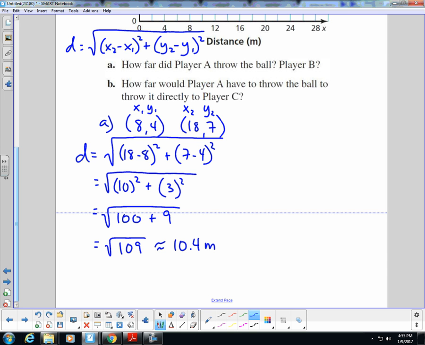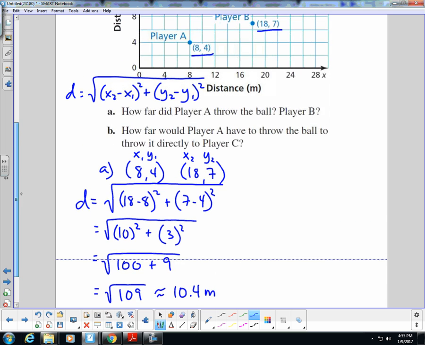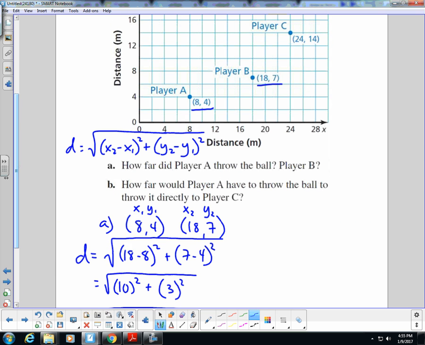Now the second question, it says how far does player B throw the ball? Player B is throwing to player C. So the coordinates we're going to deal with here are again the 18, 7, but this time she or he's throwing to player C, so the 24, 14. Let's again label what our different coordinates are going to represent here. So the 18 this time is going to be x sub 1. The 7's y sub 1. The 24 is x sub 2. And the 14 is y sub 2.